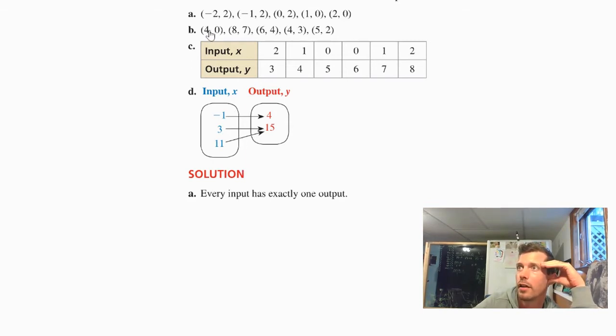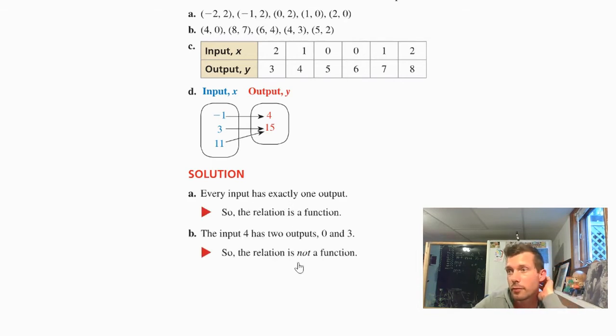So now let's look at the next one, letter B. (4, 0), (8, 7), (6, 4), (4, 3), and (5, 2). What do you think? Do you guys think that's a function or just a relation? Well, this would just be a relation because 4 has two outputs. 4 has an output of 0, and 4 also has an output of 3. So we know that letter B is not a function.